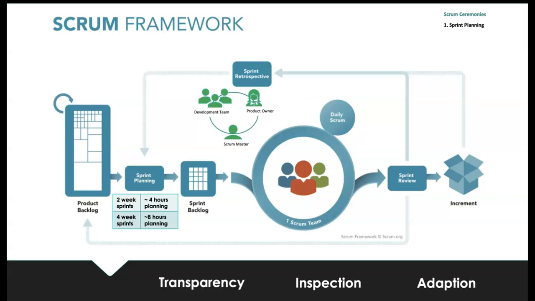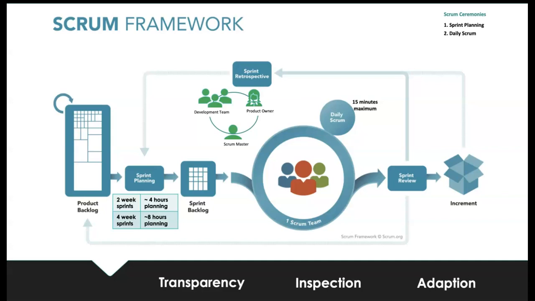The second ceremony is the daily scrum. The daily scrum is a 15-minute time-boxed event for the development team to synchronize activities and create a plan for the next 24 hours. Each Scrum team member talks through the following items. What did they accomplish yesterday? What are they planning to do today? And do they have any blockers? It is important that the entire development team participates in the daily scrum.